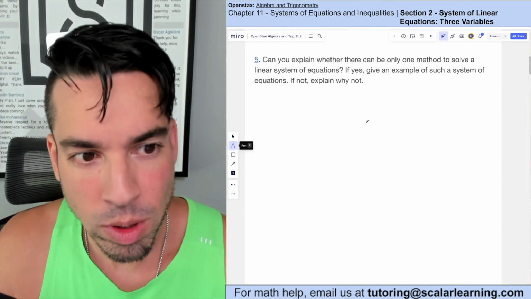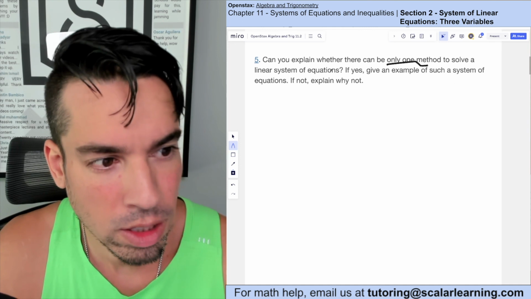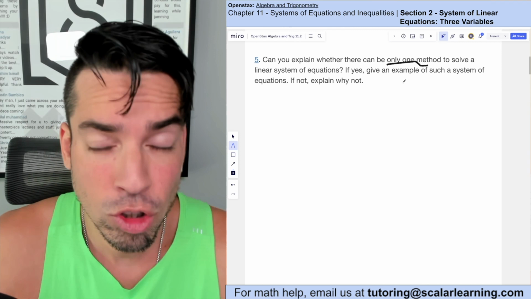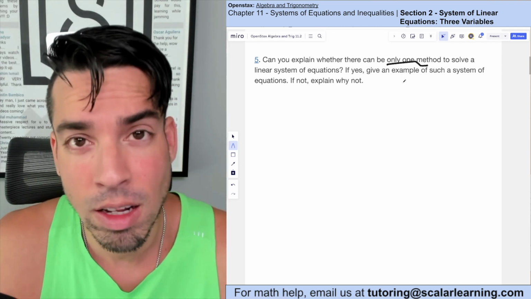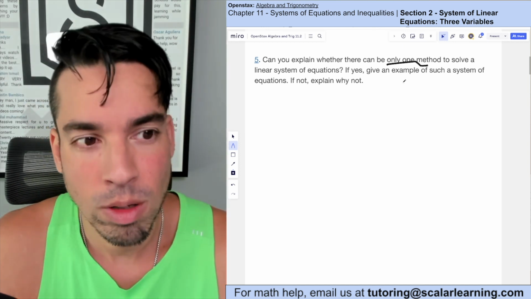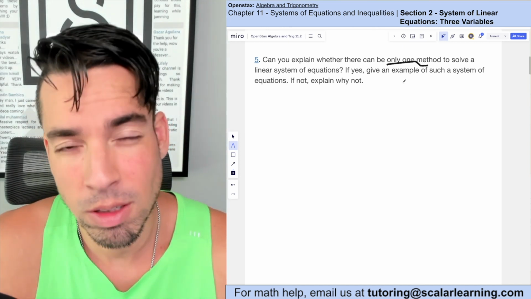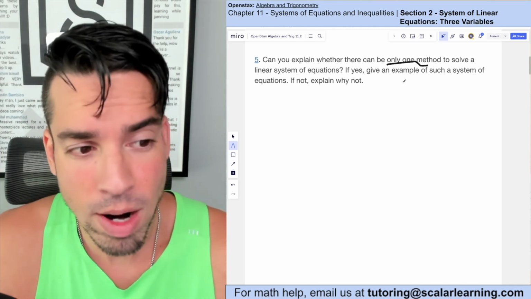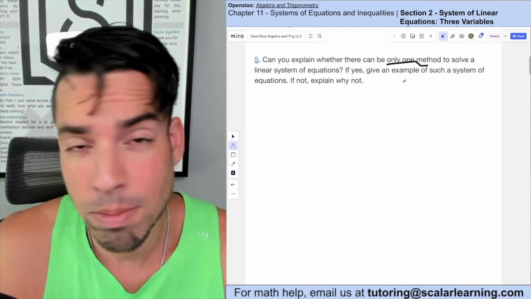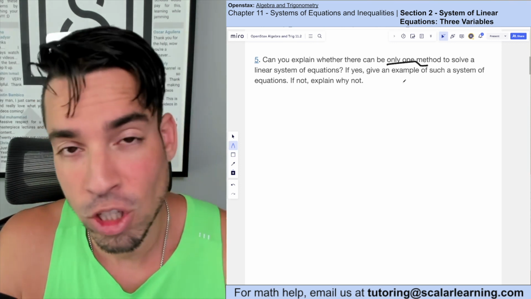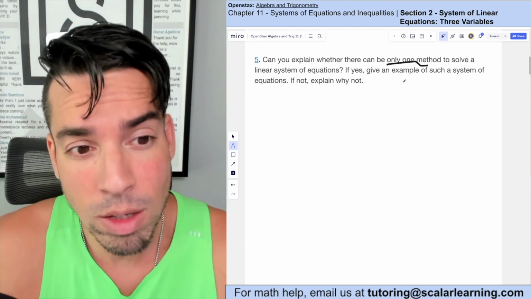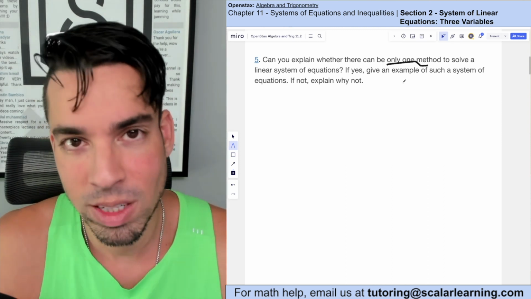Done. Can you explain whether there can be only one method to solve a linear system of equations? If yes, give an example. If not, explain why not. So when we talk about our typical 2 systems of equations like we had in 11.1, we can graph, we can use addition/elimination, we can also use substitution. Now we come to a triple system, graphing is a little bit more difficult, right? Our graphs usually only have 2 variables, x and y. So usually what we're going to do is some combination of elimination/addition and substitution. That's usually how we're going to want to go. Another way that we can do this is using matrices, but we'll get to that in a later section.